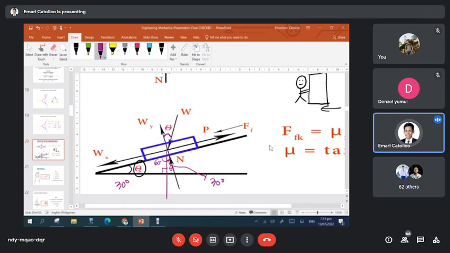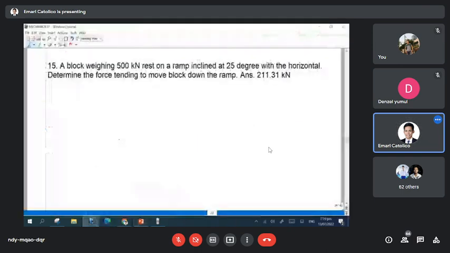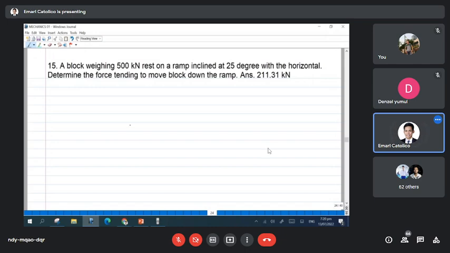Then, ang tawag nito sa trigo, opposite angle. Kaya yung theta dito is equals to theta dito. Okay? So, doon ang galing yung concept niya. So, yeah. Okay na siguro yan. So, try natin mag-solve ng problem. Number 15. Okay, number 15, a block weighing 500 kilonewton rests on a ramp inclined at 25 degree with the horizontal. Determine the force tending to move block down the ramp.